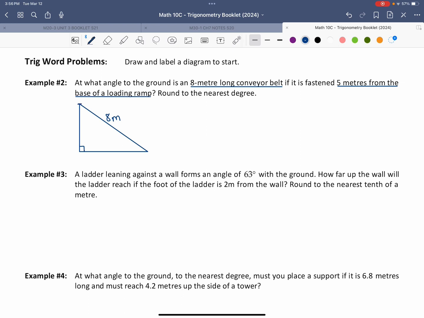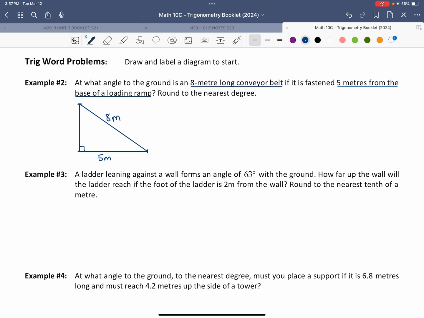This is where we're trying to get the items to, is to the top of the triangle. So 5 meters from the base. So base means bottom. So down at the bottom where that 90-degree angle is, 5 meters away is where our conveyor belt is attached. So here's the base of our loading dock, or whatever it was called, loading ramp. And then here's the distance to where the conveyor is attached. That distance is 5 meters.